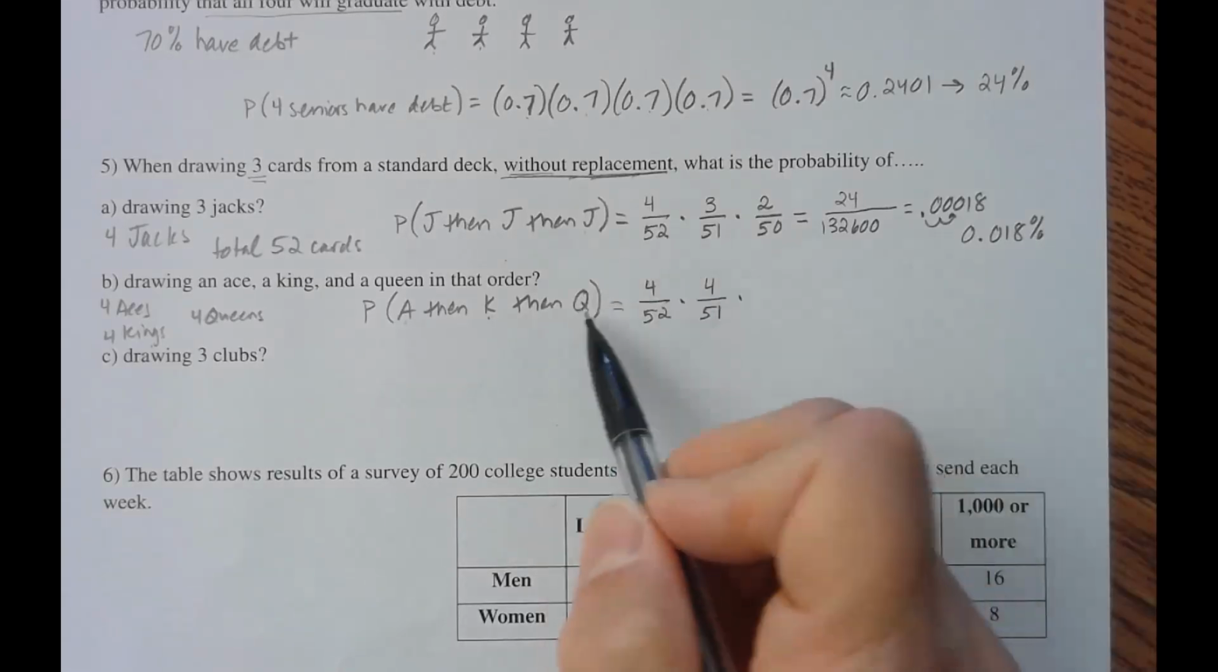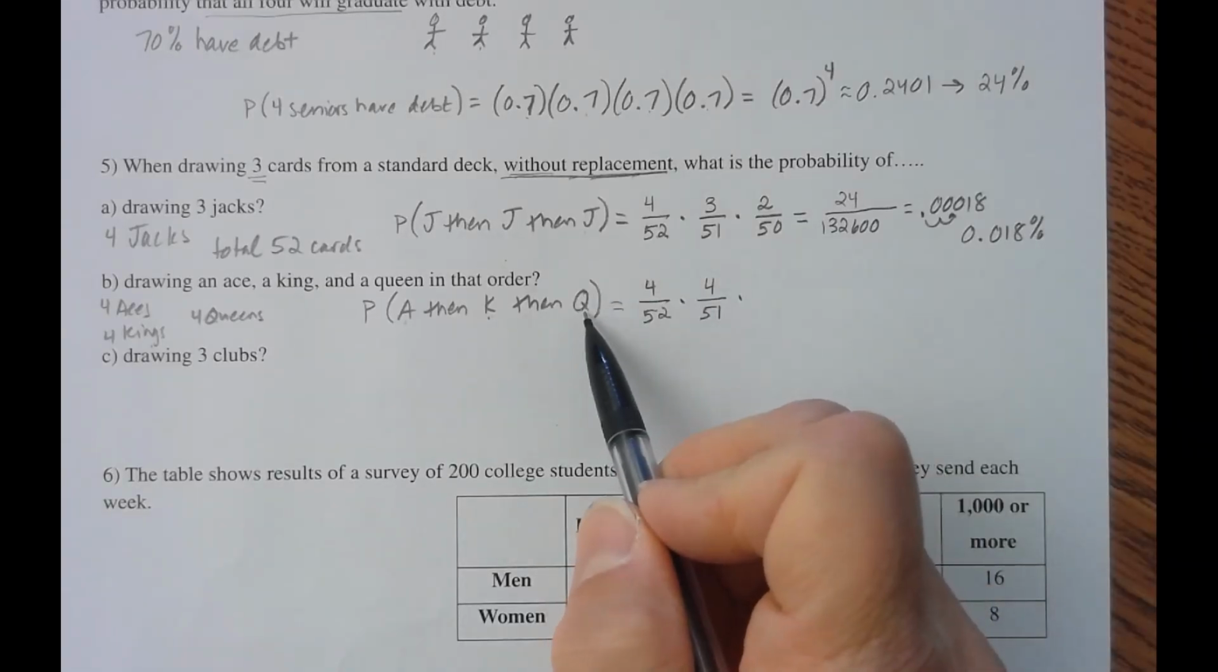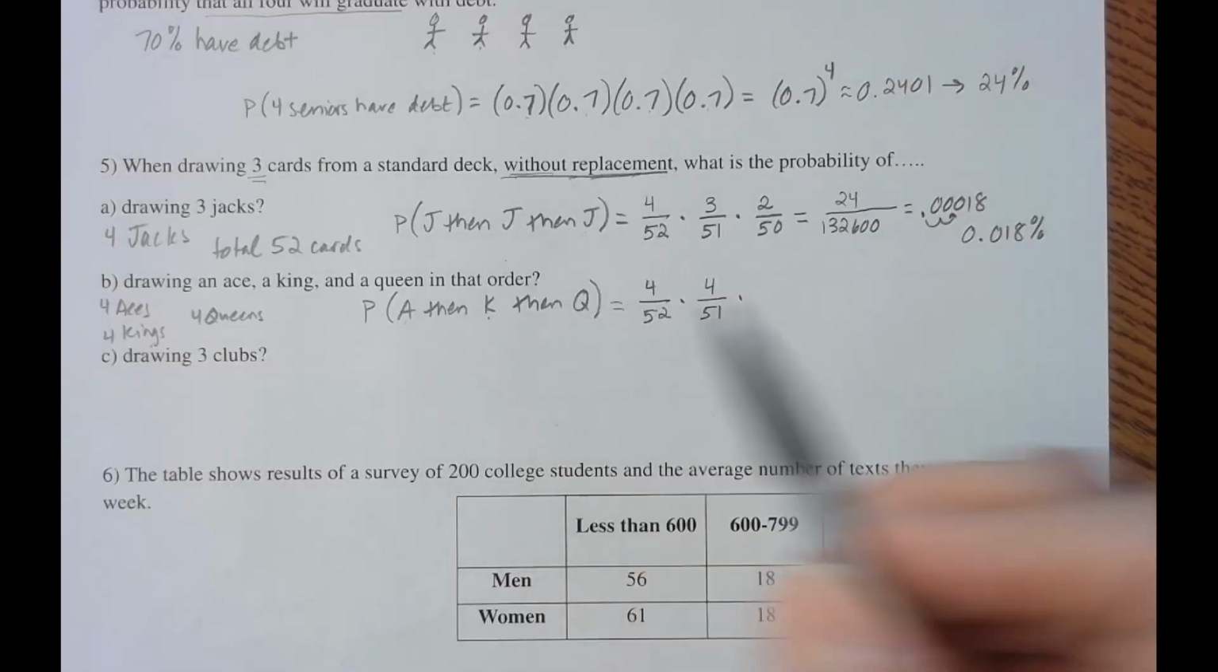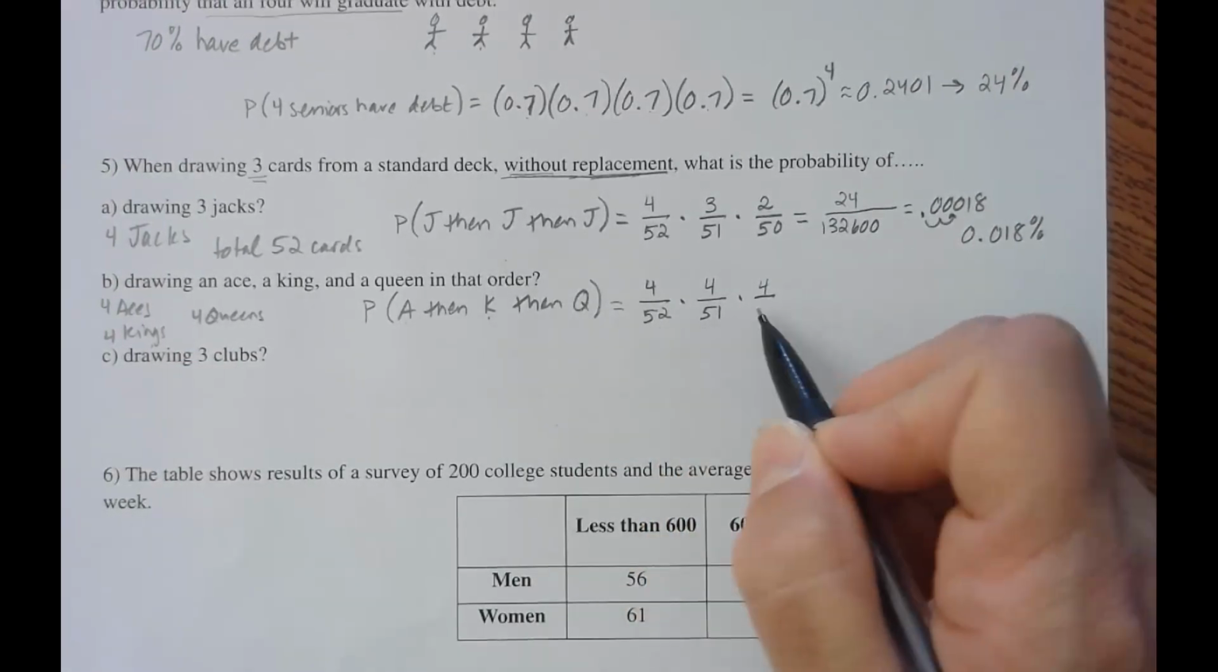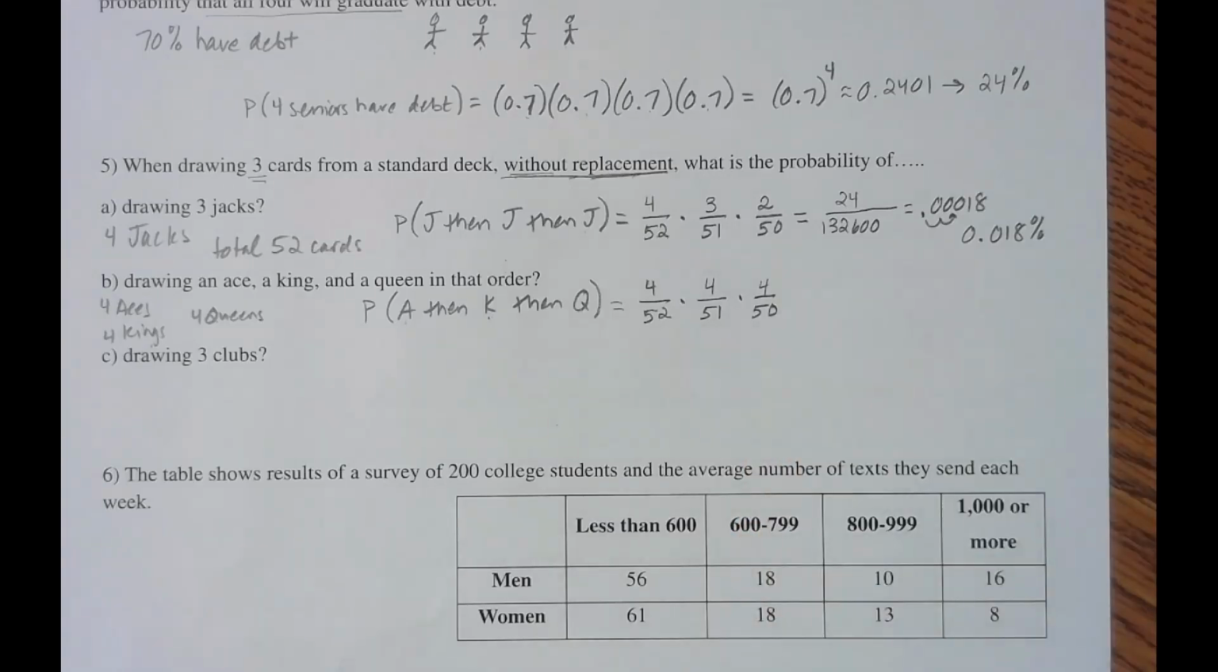Next, we're going to draw for a queen. So I have 4 chances of getting a queen, because there's 4 queens in the deck. But because I didn't put the first 2 cards back, there's only 50 cards total.